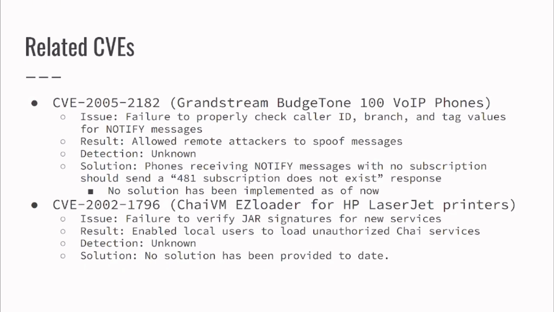For CVE-2002-1796, the Chai VM EasyLoader for HP Color LaserJet 4500, 4550, 4100, and 8150 did not properly verify jar signatures for new services, which meant local users were able to load unauthorized Chai services. It is unknown how this vulnerability was detected, and there has been no explicitly stated solution.